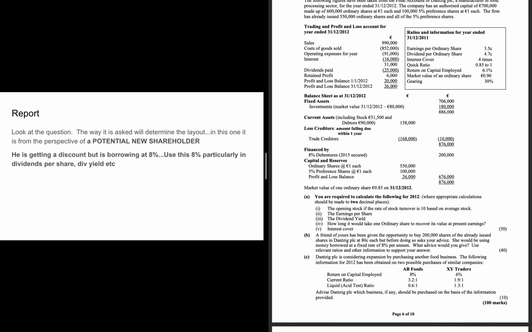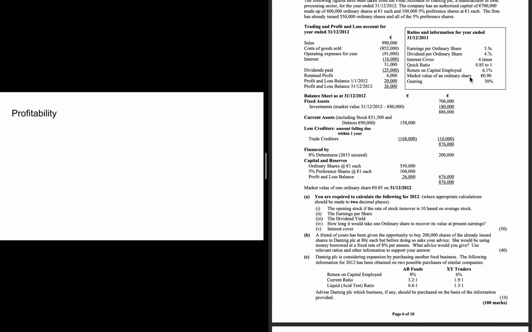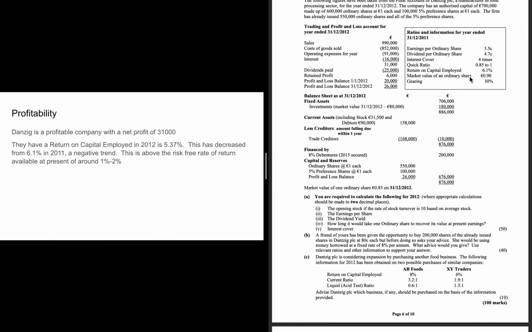If it's shares, you put in the market value of the shares, and investments is always a good one to put in. Now I'm advising him against borrowing the money because I've done this already, but also the share price is falling. It's going to be a good sign to avoid, like the plague. Anyway, profitability: they're always profitable companies.